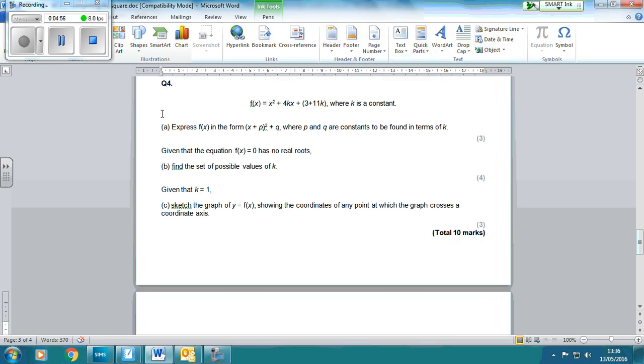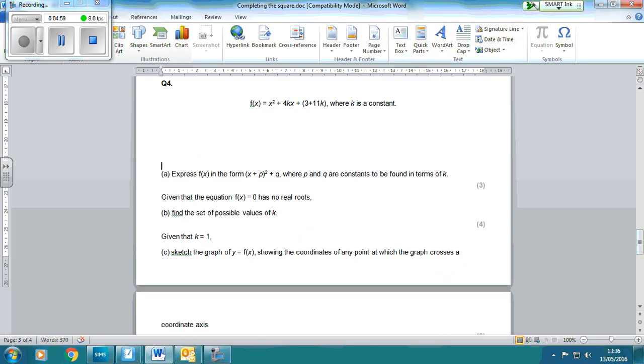It's going to be x, and either plus or minus, then it's going to be half of the thing that's in front of the x. So if the thing in front of the x is 4k, we divide that by 2. So it's going to be x plus 2k squared. And then it doesn't matter what the sign is, you've got to take away that thing squared.